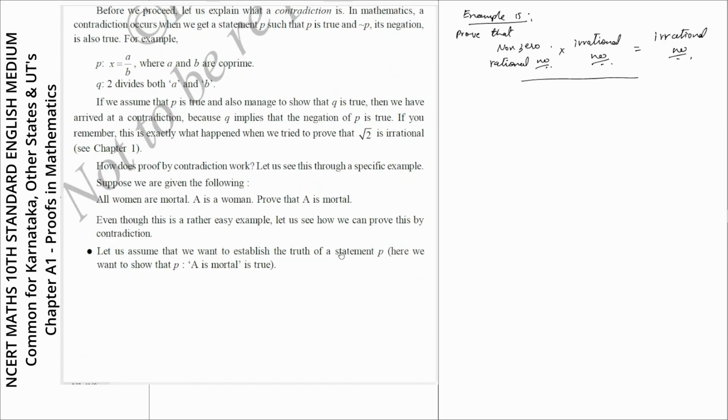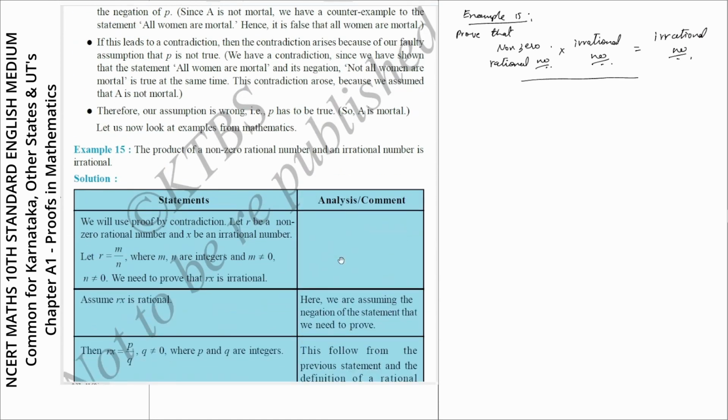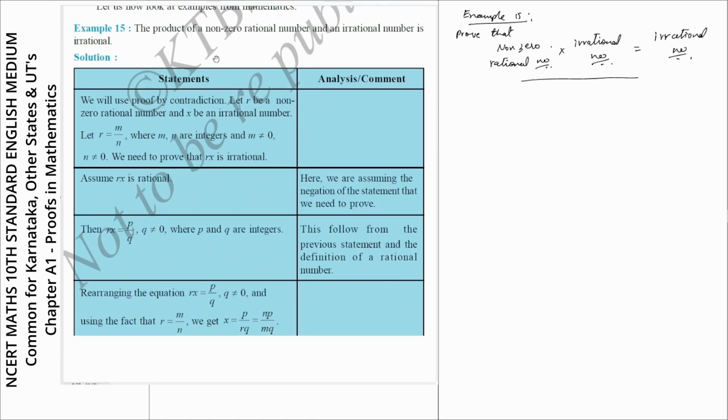Next is an example in the textbook. Example 15. The product of a non-zero rational number and an irrational number is an irrational number. So we should prove this statement using the method of proof by contradiction. The answer is already given here, you can go through it, and if you write this answer in the exam, it's not necessary to put all these comments, okay, but these statements are very necessary to prove it. So the same question I'll try to prove in my own words here, okay.